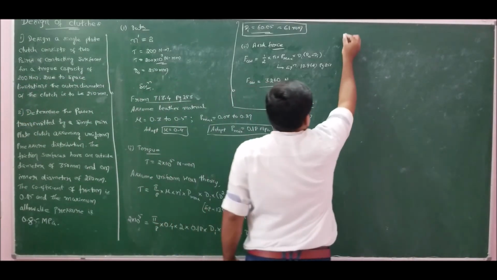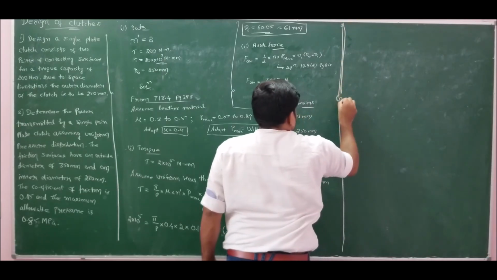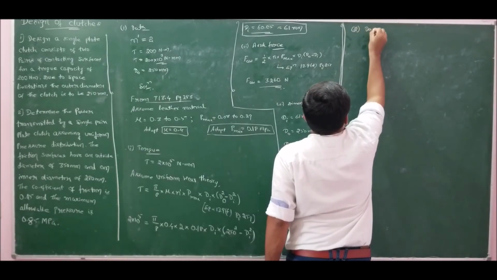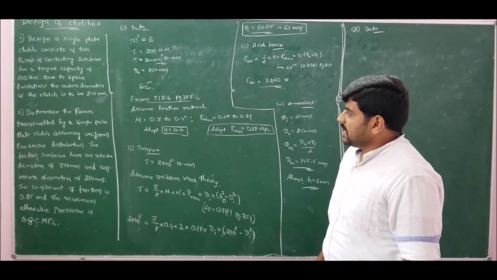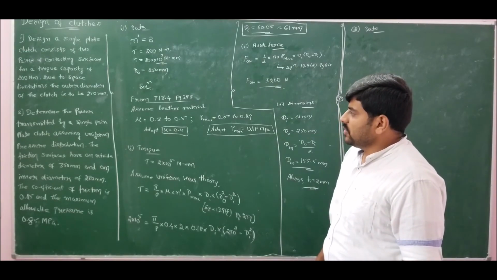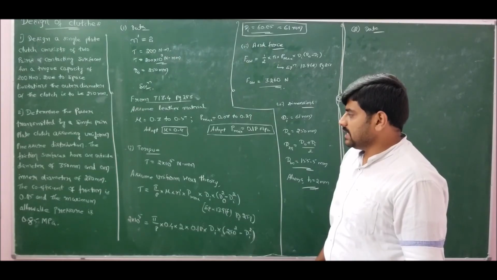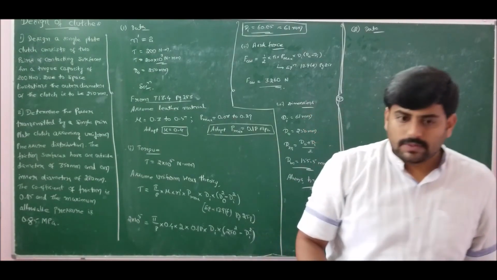Let me solve problem number 2. The solution for problem number 2 is, if I list out the data given, we have to determine the power transmitted by a single plate clutch assuming uniform pressure distribution. The friction surfaces have an outside diameter of 350 mm and an inner diameter of 280 mm. The coefficient of friction is 0.25 and the maximum allowable pressure is 0.85 megapascals. So let me solve this problem.